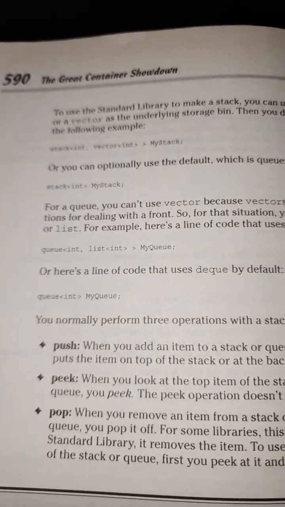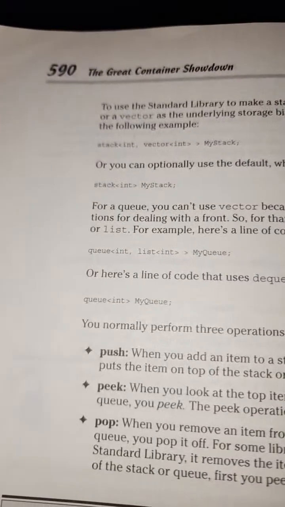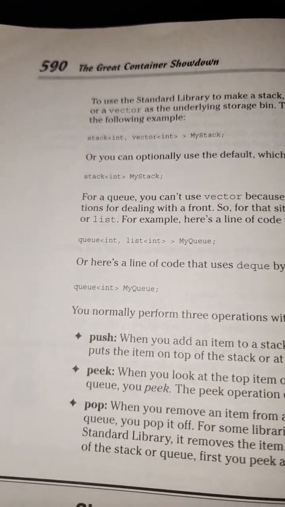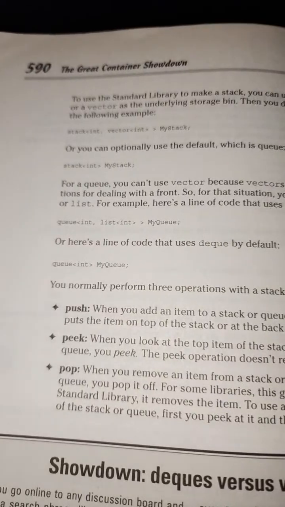Or here's a line of code that uses deque by default. Queue int, my queue. All right, switching cameras again.